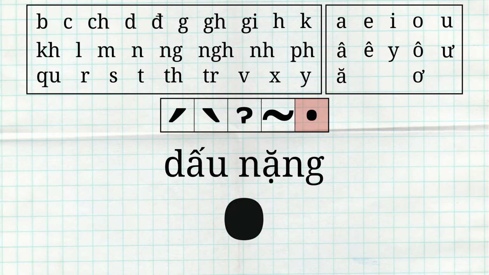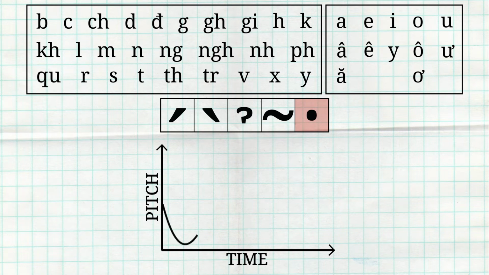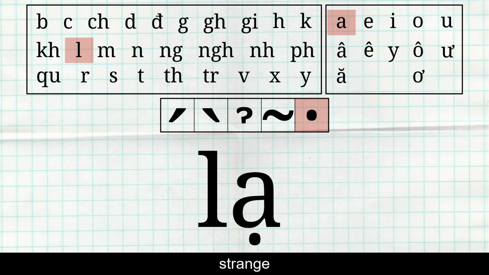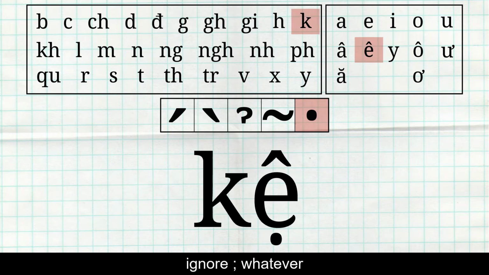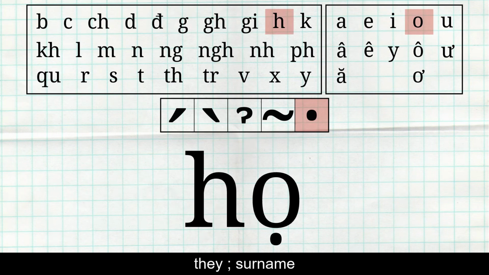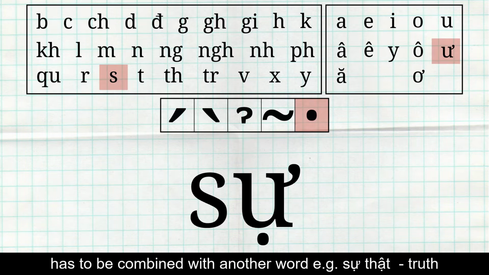Dấu nặng. Nặng means heavy. Dấu nặng has the sound of a suddenly dropped pitch. Here are some examples. Lạ, mật, mặt, mẹ, kệ, bị, họ, bộ, chợ, sự.